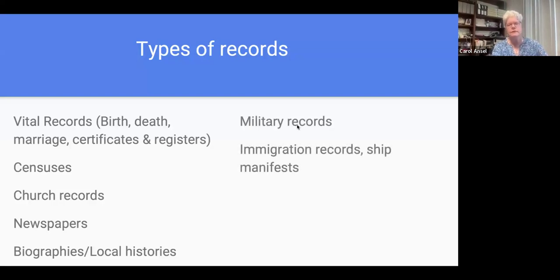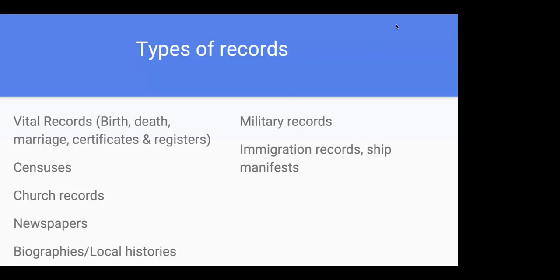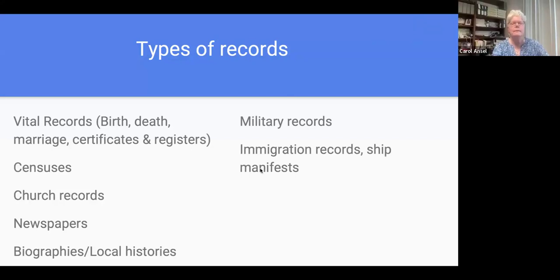Military records, and Al mentioned Fold3 is really the online database to search. Also, obviously, you might be checking in with the National Archives, NARA, in DC. And then we have immigration records and ship's manifests. And wills, probate information, court records.